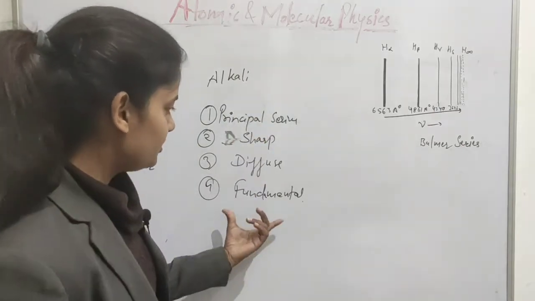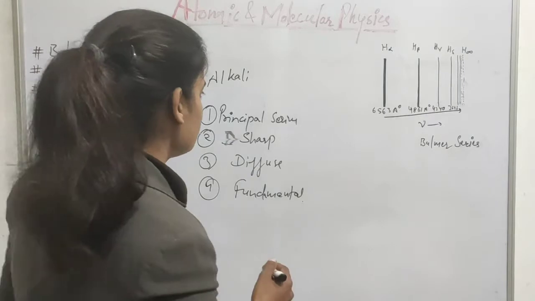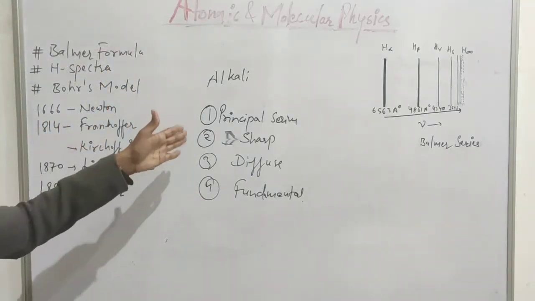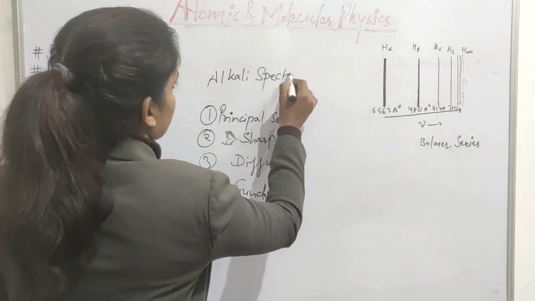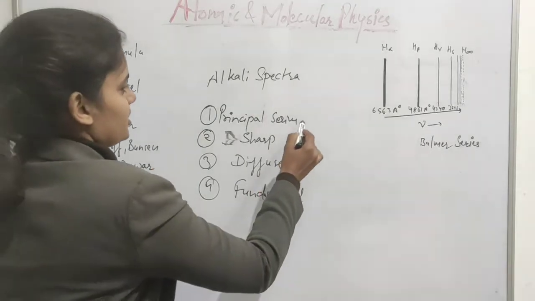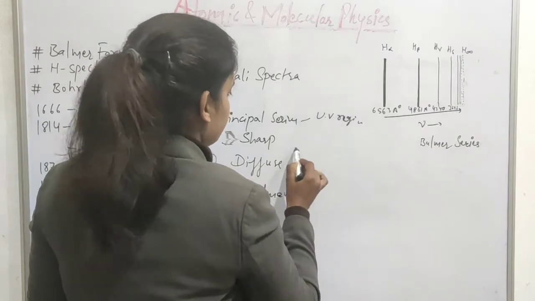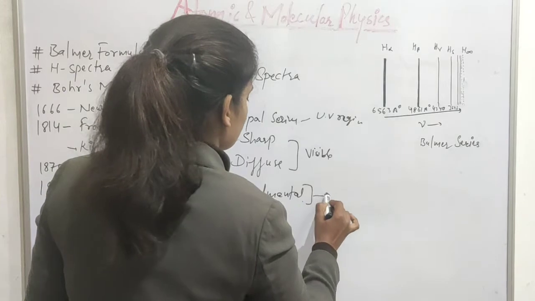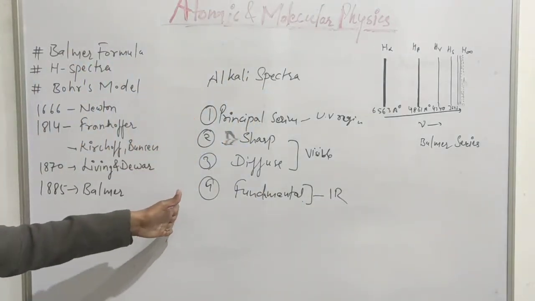We will discuss these series in detail in our subsequent lectures. This lecture is all about hydrogen atom spectra, so we will not throw much light on this type of spectra. So the alkali spectra contain four series. This series comes in the UV region, this series comes in the visible region, and this series comes in the IR region. So this was the spectra for alkali elements.